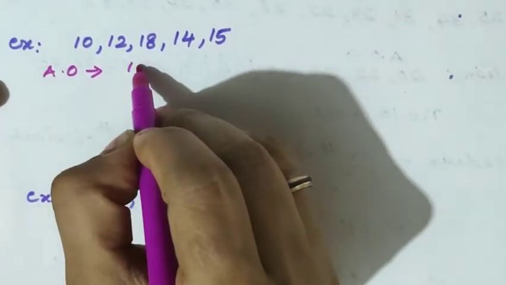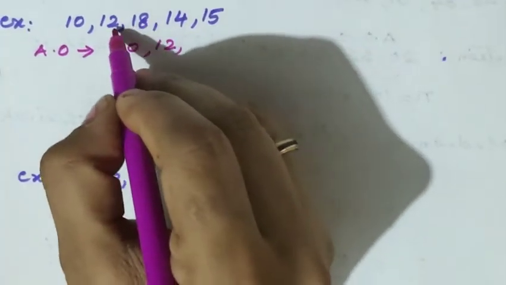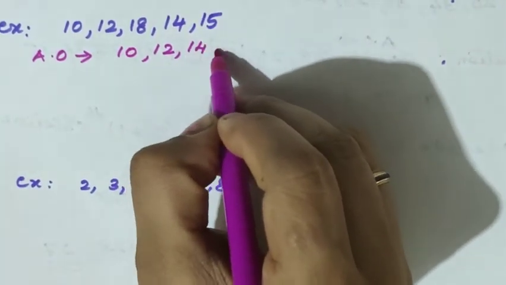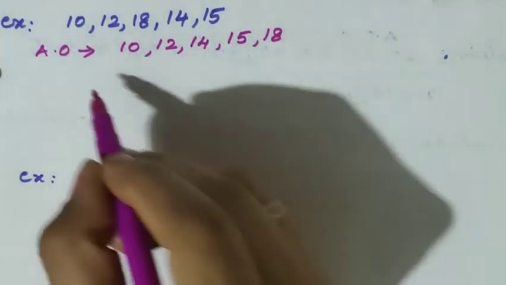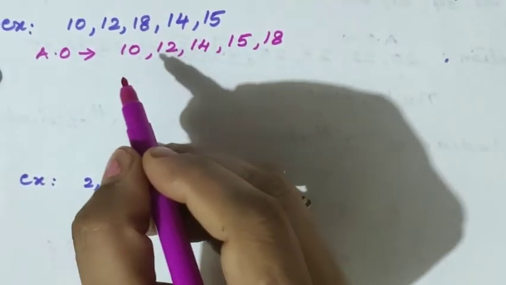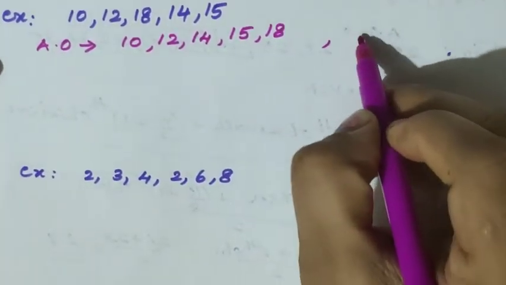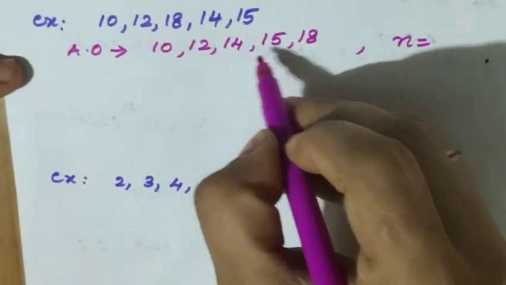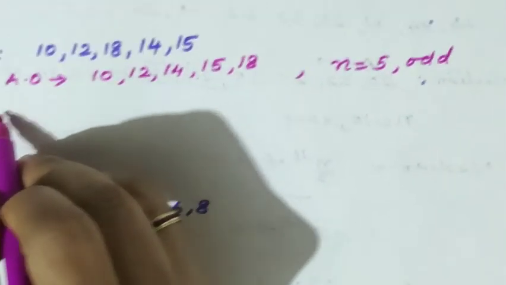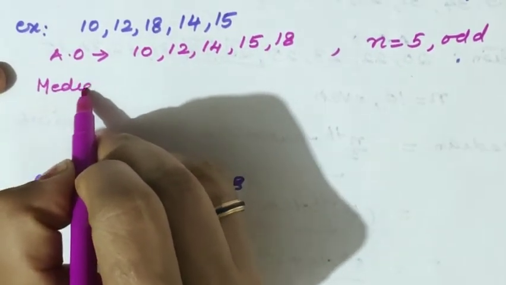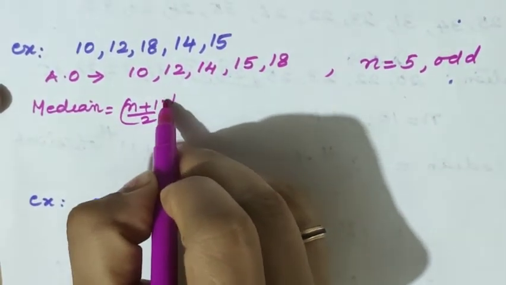So which is the least? 10 is the least. Next number is 12, then the next greater number is 14, so 14 I am writing, then 15, then the last is 18. So the first step is over. What is the first step? Ascending order. Now count the number of observations. N equals 5, an odd number, right? Odd number only. So median equals, we write the formula, the (n plus 1) by 2th observation.